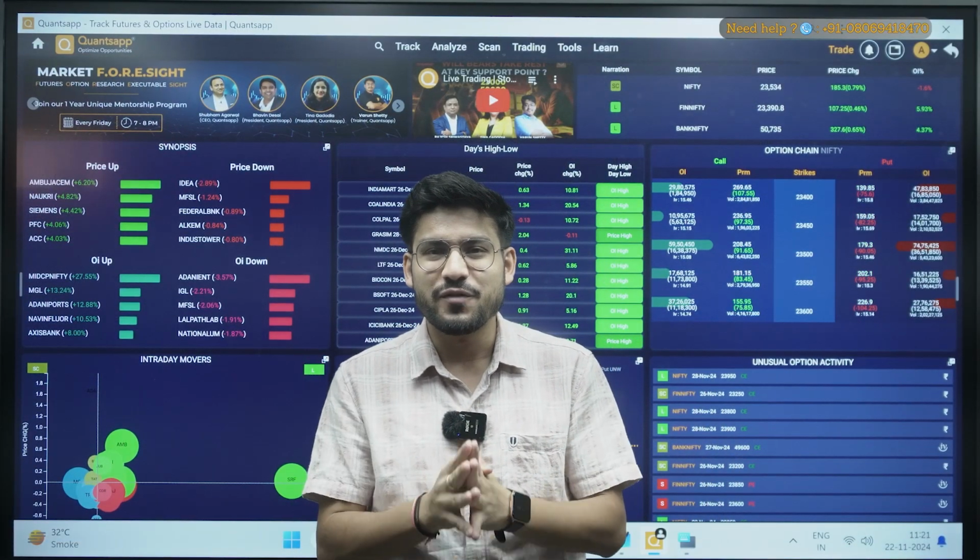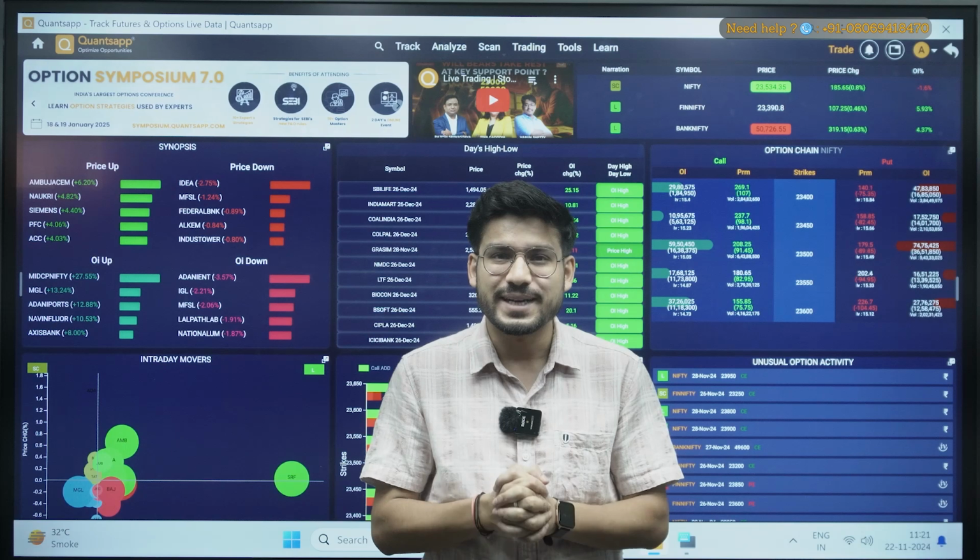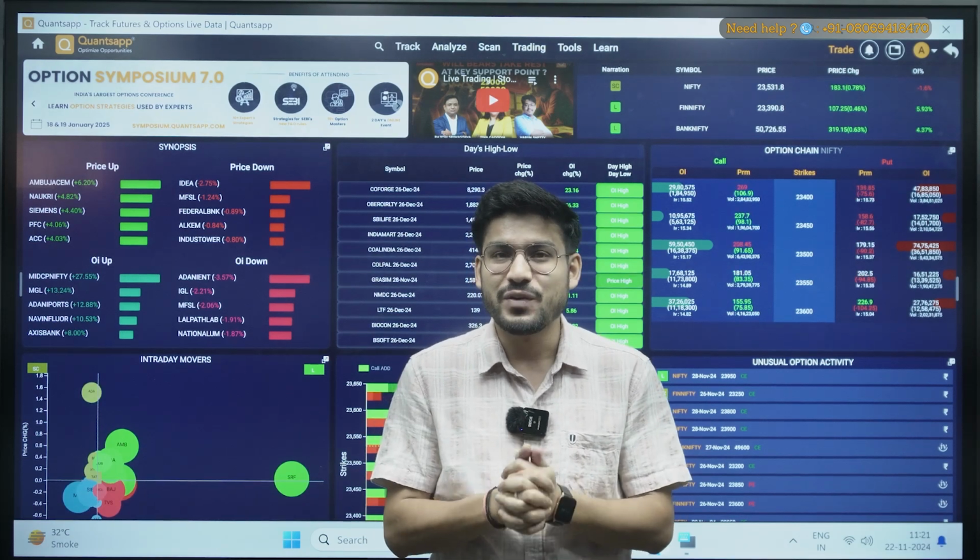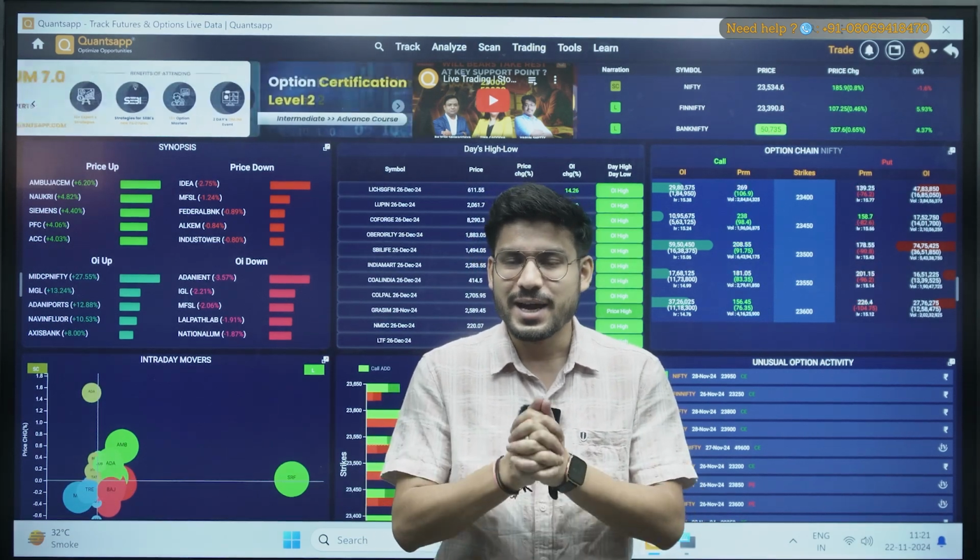In today's lesson, we will be using a combination of tools that is available in Quantsapp, and we will be showing you how you can trade with it efficiently.